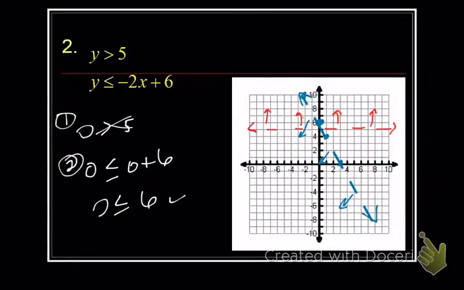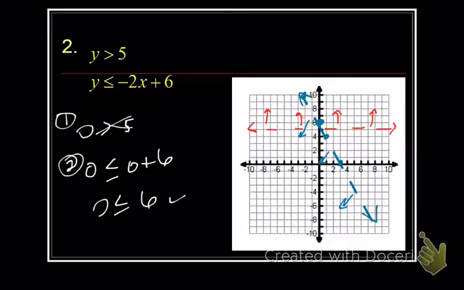All right. So I didn't realize I was doing all of that while the video was still rolling, but there you go. That's how you're going to graph those two lines. Now, check for (0, 0) to see if it's a solution in each. And for y is greater than 5, it's not, so we got to shade up. For y is less than or equal to negative 2x plus 6, it was a solution, so we got to shade towards the (0, 0).